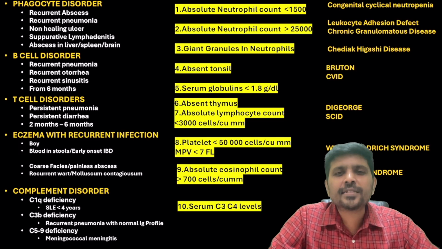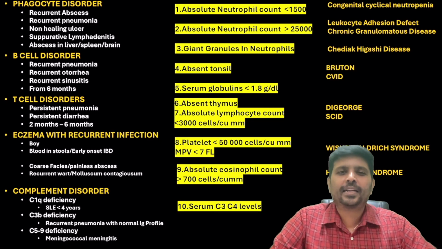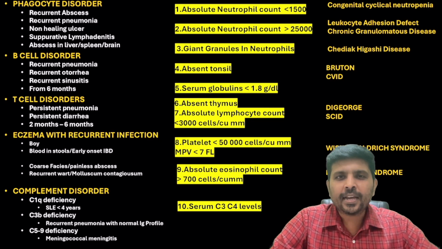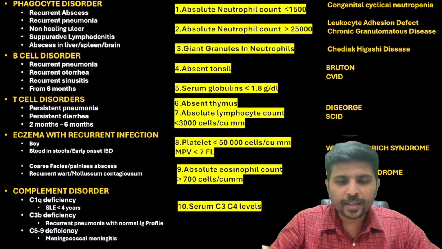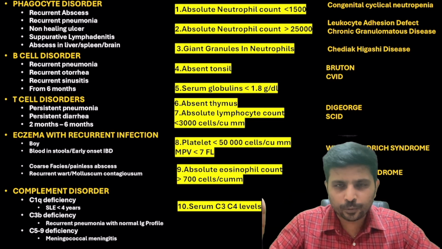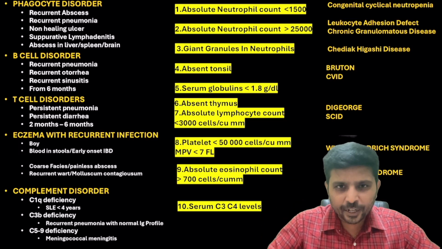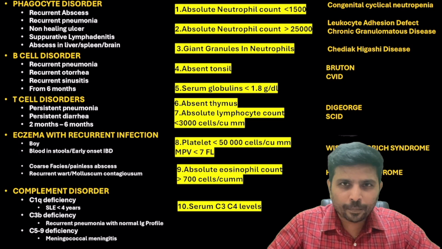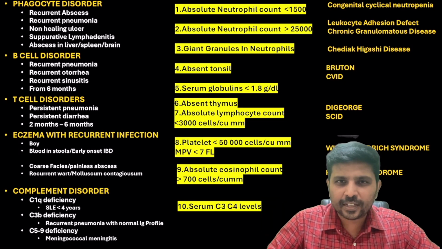Right. So what are the 10 commandments with respect to inborn errors of immunity in office practice? An absolute neutrophil count of less than 1500, 1. An absolute neutrophil count of more than 25,000, 2. Giant granules in neutrophils, 3. Absent tonsil, absent thymus. Serum globulin less than 1.8 grams per deciliter. An absolute lymphocyte count of less than 3000 cells per cubic millimeter.